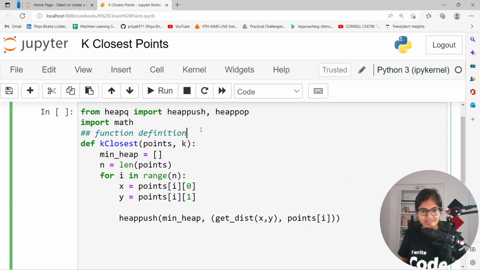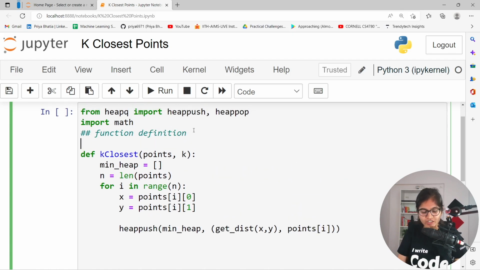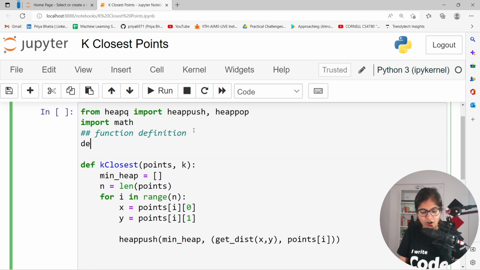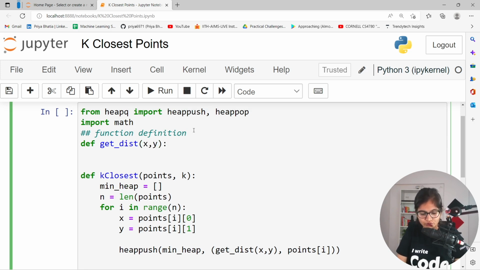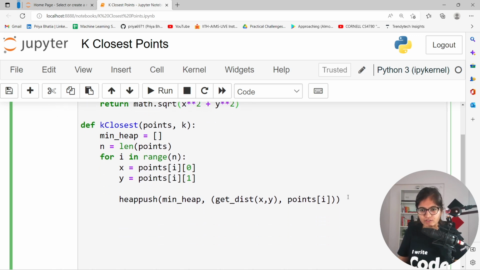Now we can define the function which we have just called here, get underscore distance. Otherwise, obviously it will show an error. So what we want is to just return math dot square root of x square plus y square. I think this is pretty much fine to everyone. Okay, now our min heap is created.